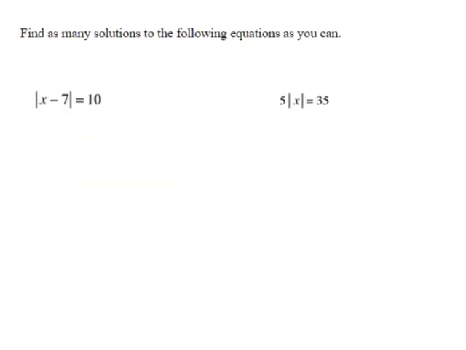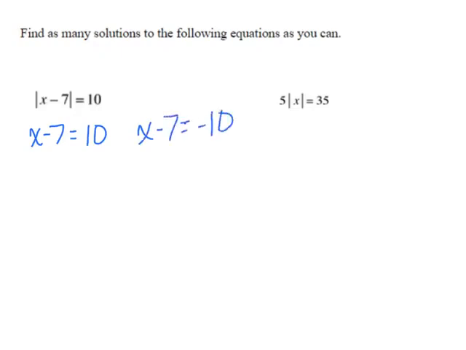The first thing I want to do is look inside and think, what has an absolute value of 10? Well, either 10 or -10. So I'm going to rewrite my equation as x minus 7 equals 10, or x minus 7 equals -10.